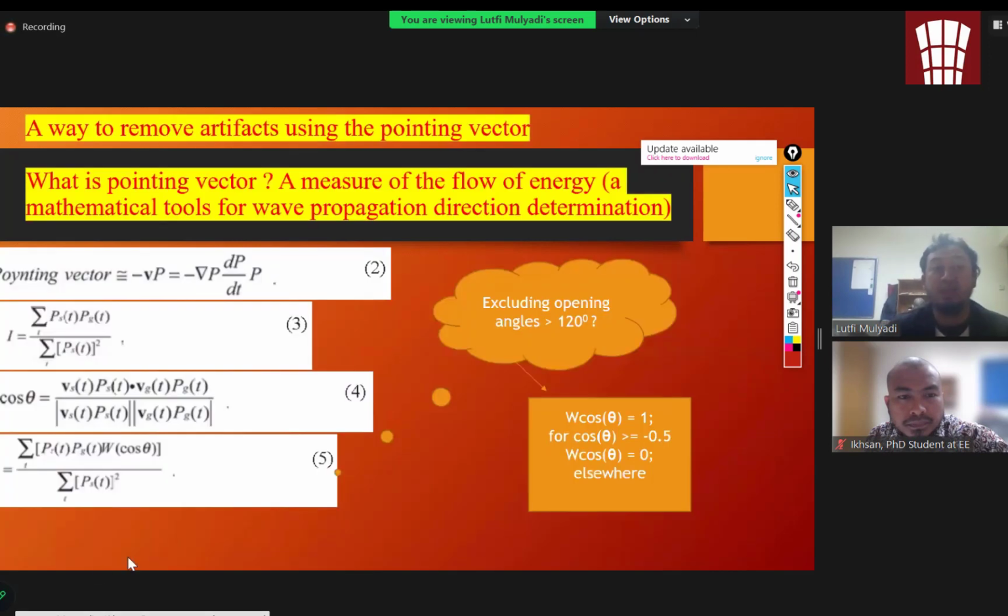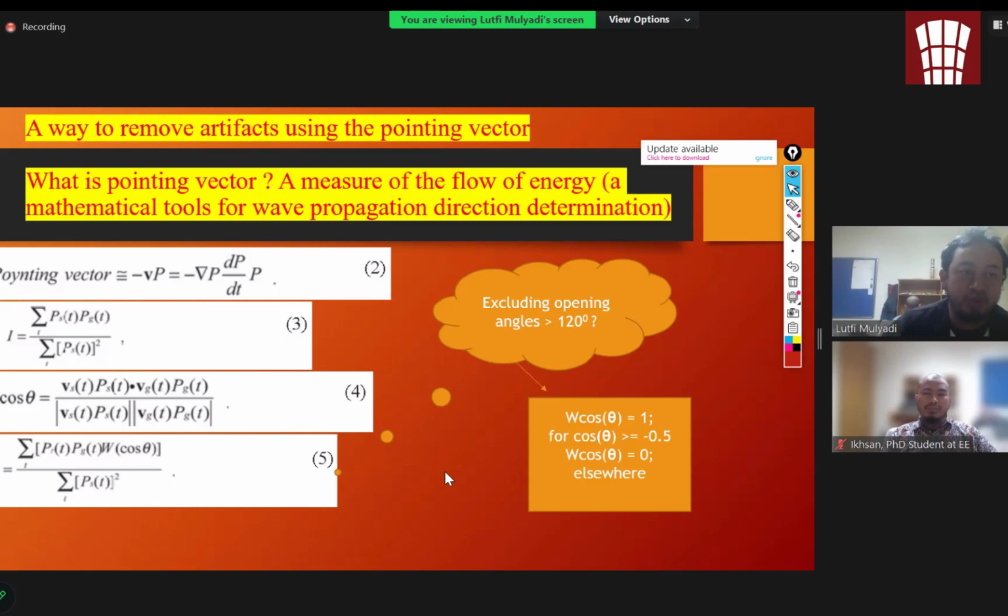Our point of discussion is how to remove this. We are trying to discuss how to study reverse time migration using the Poynting vector. So what is the Poynting vector? It is a measure of the flow of energy, a mathematical tool for determining the direction of wave propagation. The definition of the Poynting vector is the multiplication of velocity and the pressure wave field, with a minus sign. And this velocity is proportional to the gradient of the pressure wave field.